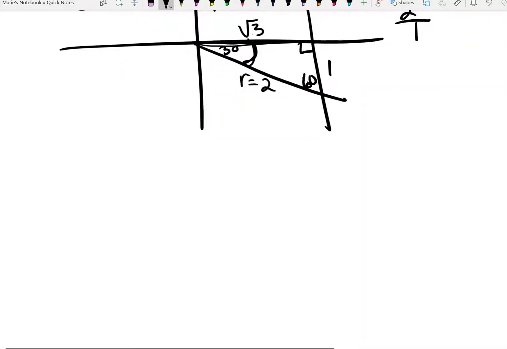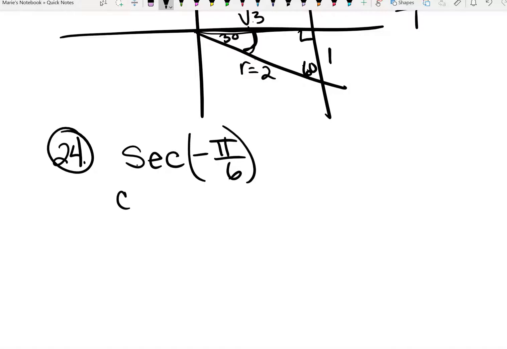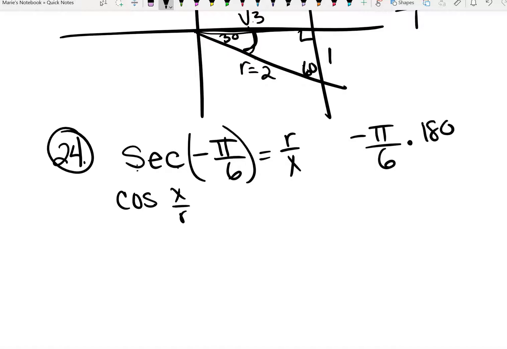All right, let's look at 24. On 24, I have secant of negative pi over 6. Remember, secant goes with cosine. The ratio for cosine is x over r, so therefore the ratio for secant is r over x. So step 1, convert this angle. This is negative pi over 6 times 180 over pi. These cancel. 6 goes into 180, 30 degrees.